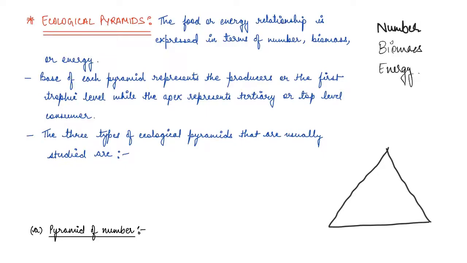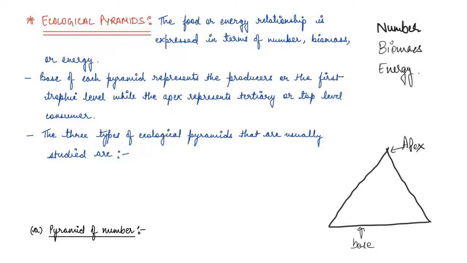Right. So the base of each pyramid, this is the base. Remember, guys, this base of each pyramid represents the producers, right? So the first trophic level is represented towards the base, right? And then the apex. So this is the apex. Now this apex represents the tertiary or we can say top level consumer.